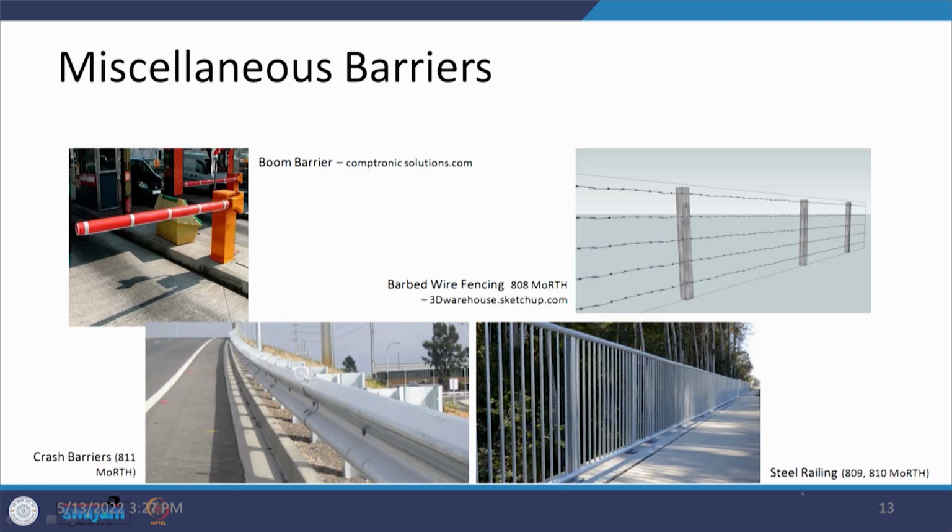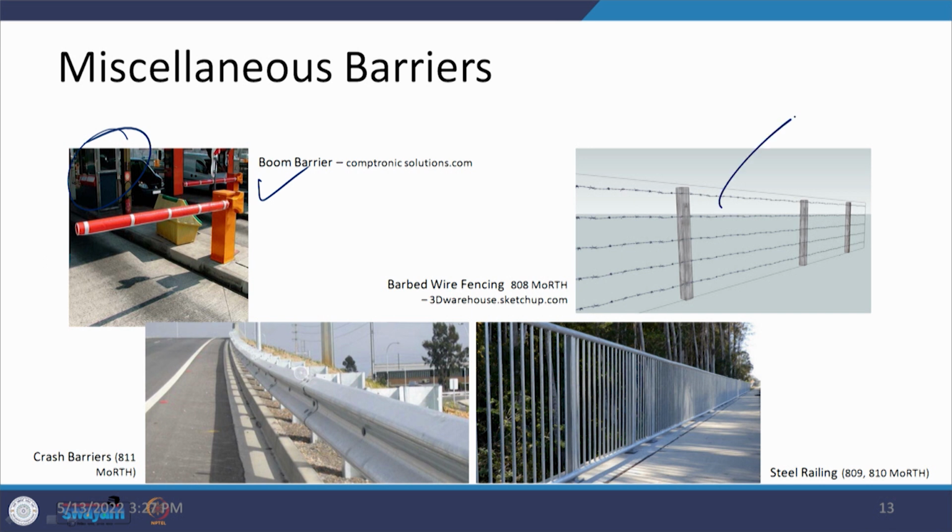There are other miscellaneous barriers, like a boom barrier, which usually is provided, say, in the case of toll plazas or a restricted area, at the entry or exit of that. These boom barriers are controlled from the booth at the back.